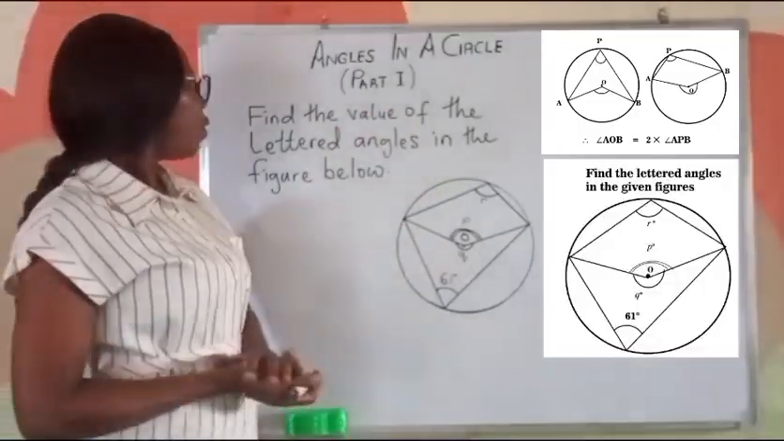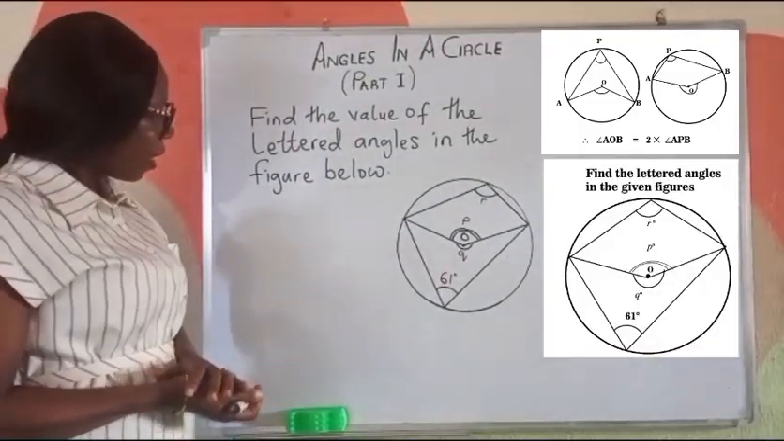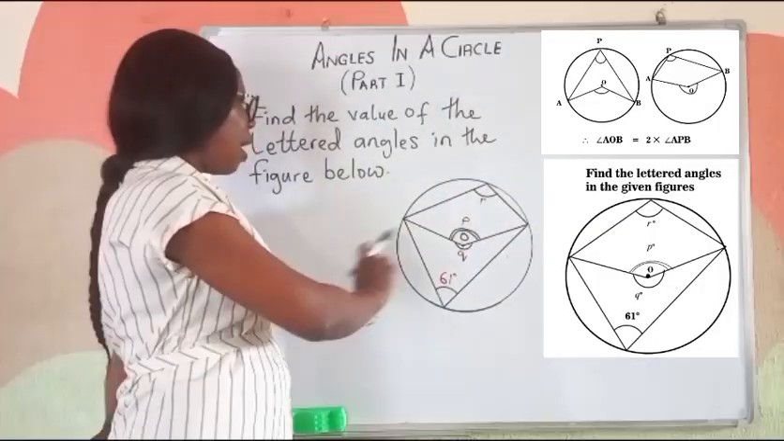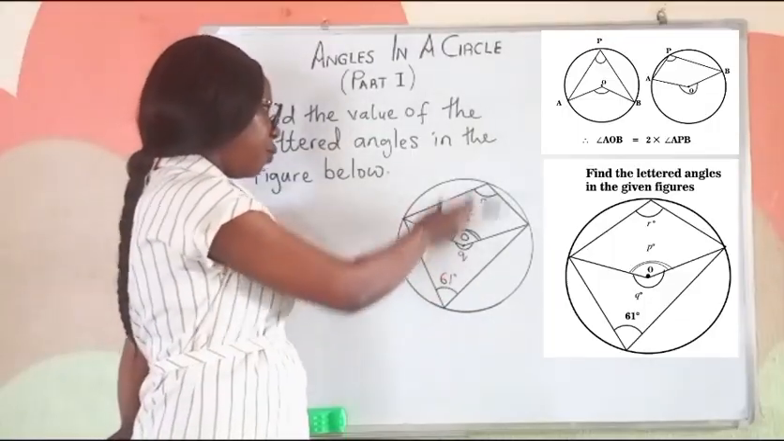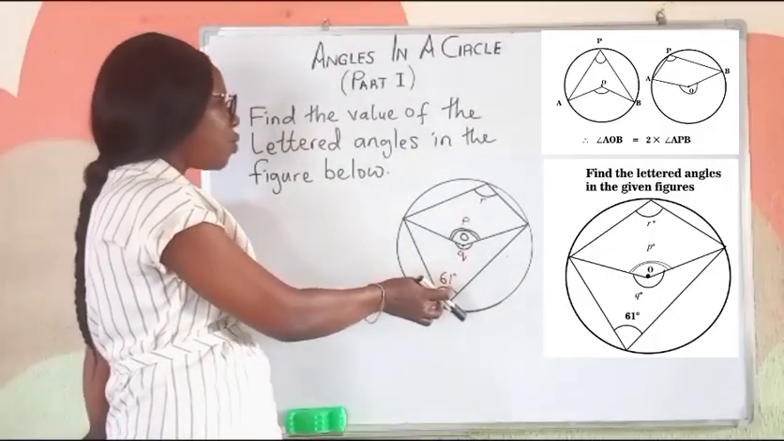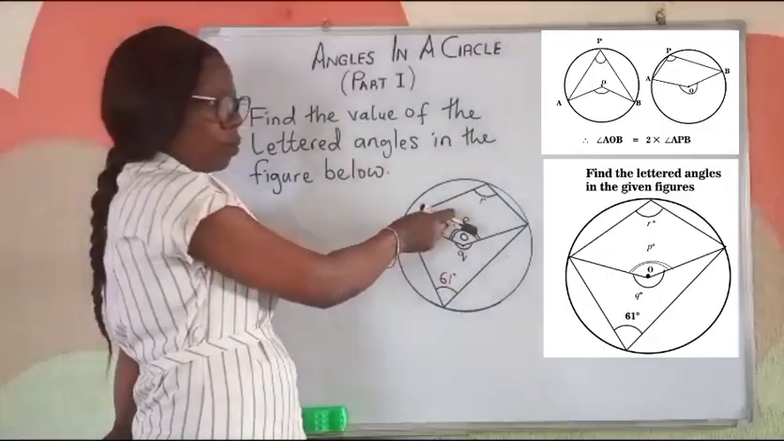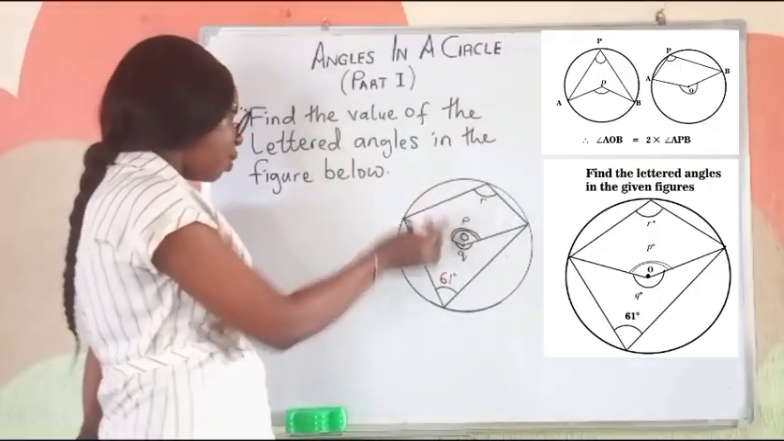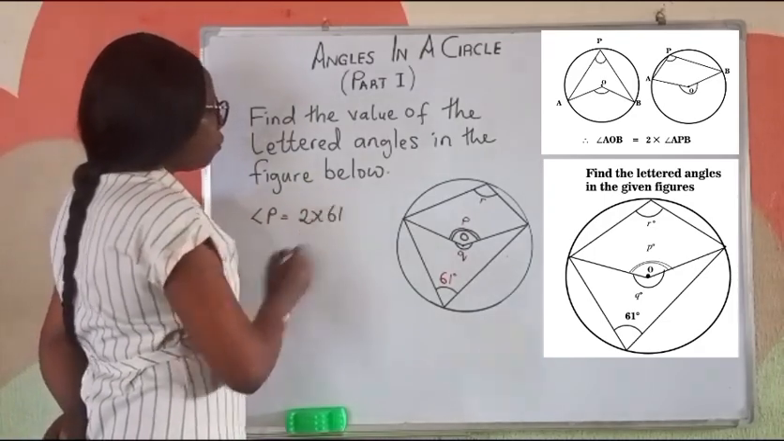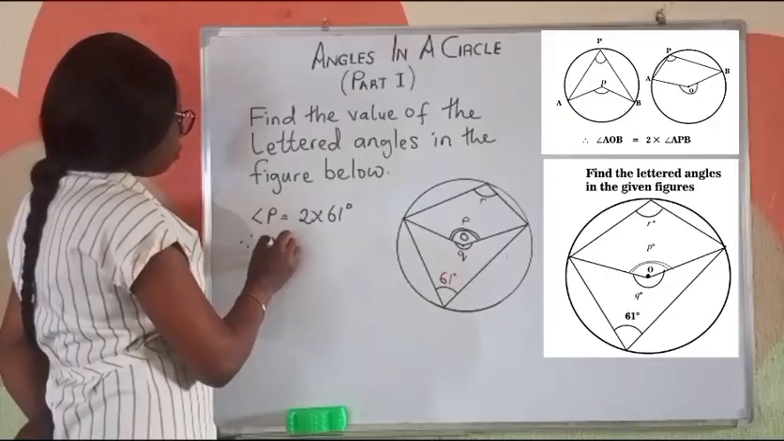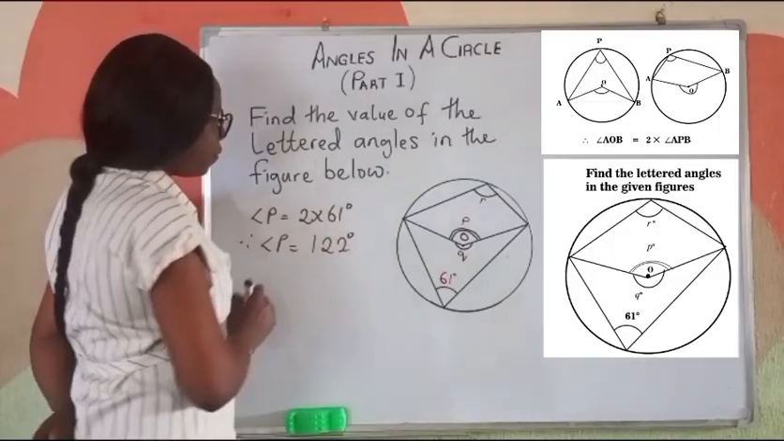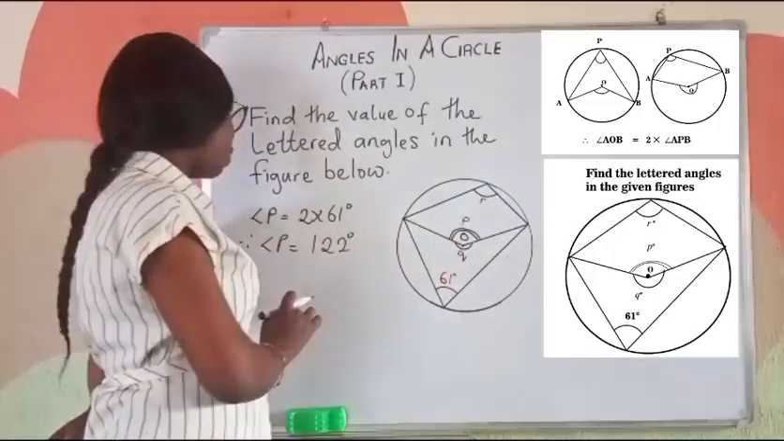Okay, find the value of the lettered angle in the figure below. Right, when you look at this figure, we have 61, we have Q, we have P, and we have R. And given this 61 degrees, we can find the value of these letters. Okay, this 61 degrees is an acute angle, and 2 times this angle is equal to the obtuse angle at the center. In other words, angle P is equal to 2 times 61 degrees. Therefore, angle P is equal to 2 times 61 is 122 degrees. This angle here is 122 degrees, P.